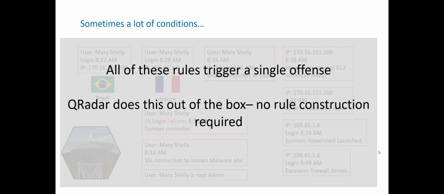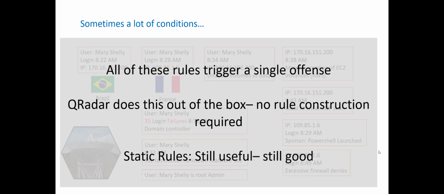As I've said 30 times, and those of you who listen to a lot of my videos could probably recite this at this point, there is roughly a 3-week burn-in period to QRadar where you have to teach it what your environment is like, who your domain controllers are, all of that good stuff. So there is no rules construction to this. All these crazy things happening to Mary are being gathered, thrown in one offense, and presented to you. This is out of the box.